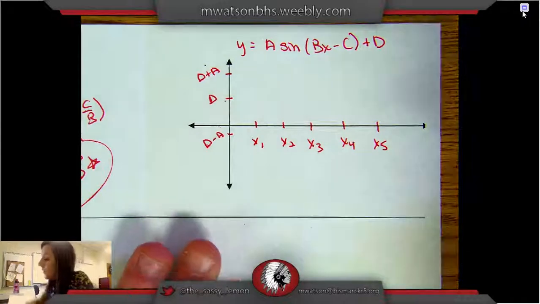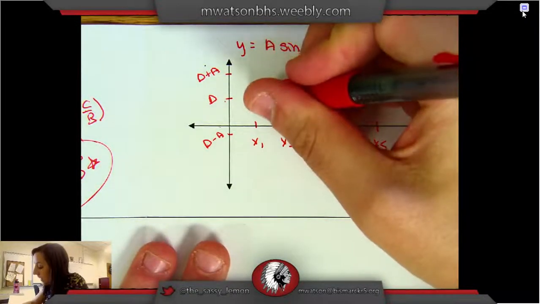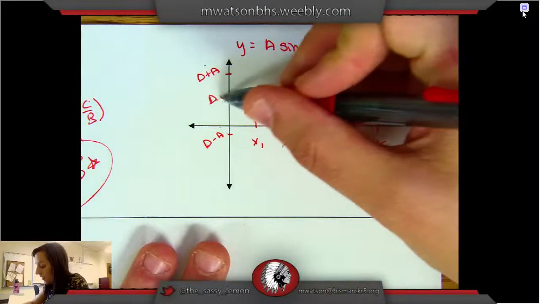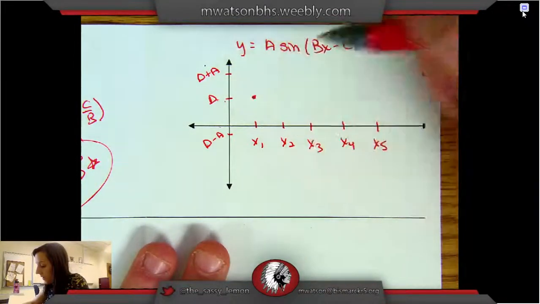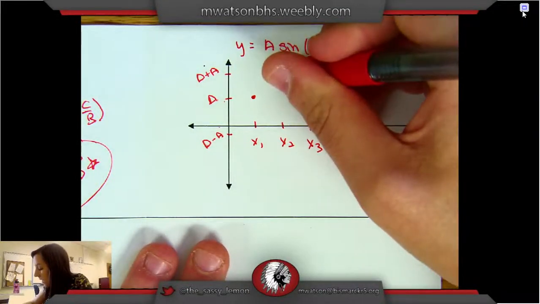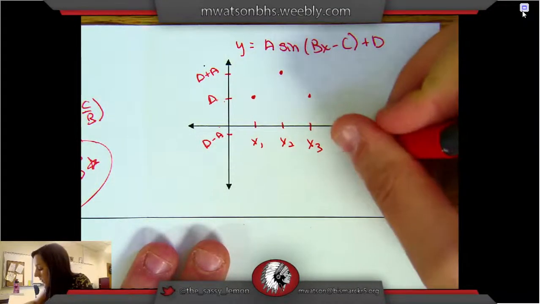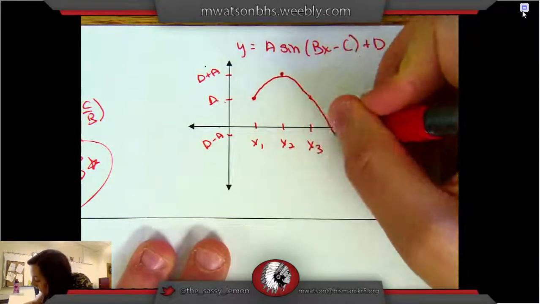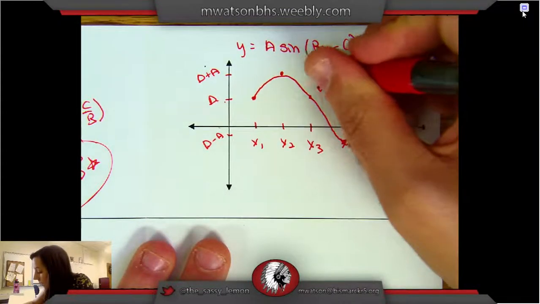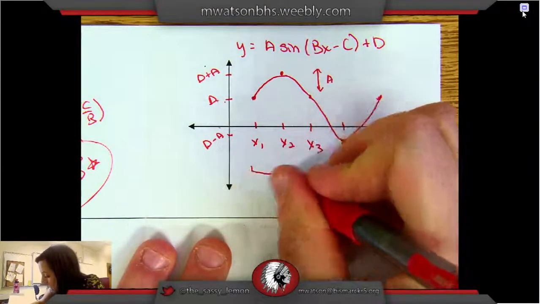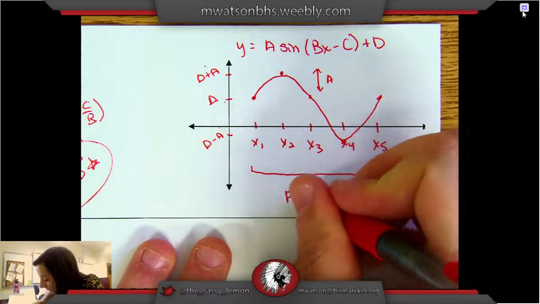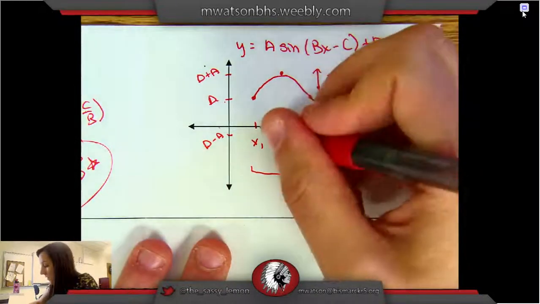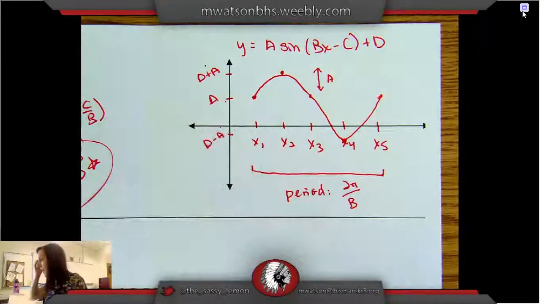And we know that our first point for sine is going to be right here at x sub 1, and then our vertical shift. And it's just going to go up, back down, and back up again. So it'll be something like that. And you can see your amplitude still there. You can see that your period is still there. It's going to be 2 pi over b. And you can see that you have that horizontal and vertical shift now.